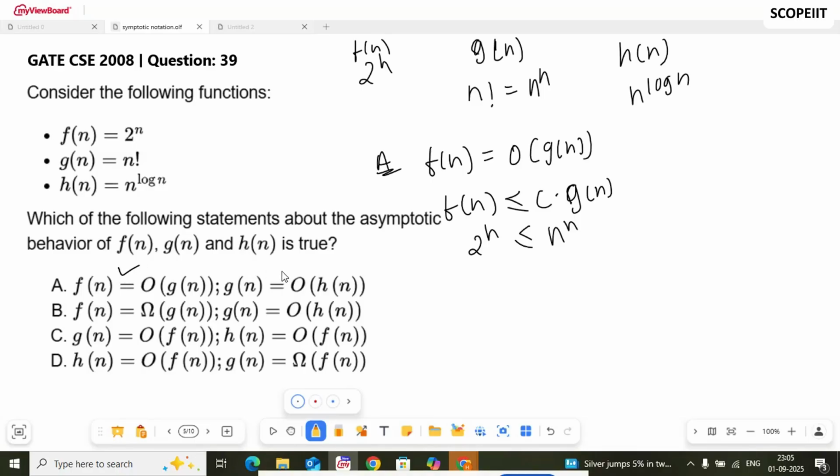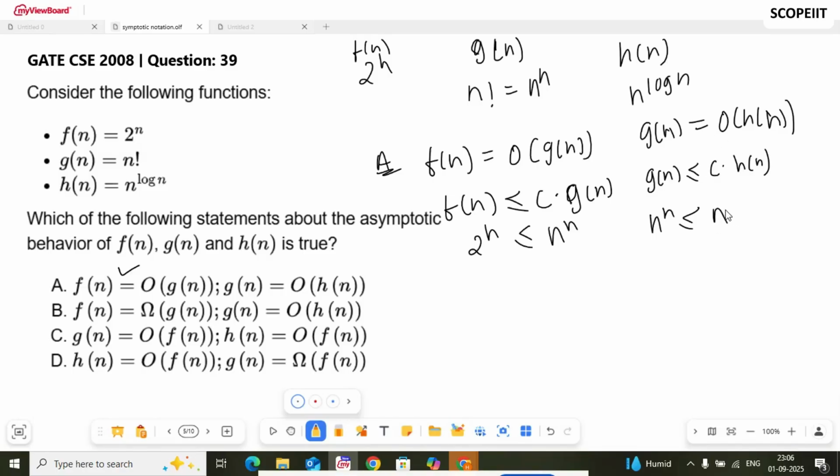Now, let us take the second condition. The second condition says that g of n is equal to big O of h of n. So here also we have big O. That means g of n is less than or equal to c dot h of n. So what's the value of g of n? N to the power n, which is less than or equal to c dot h of n. H of n value is n to the power log n.